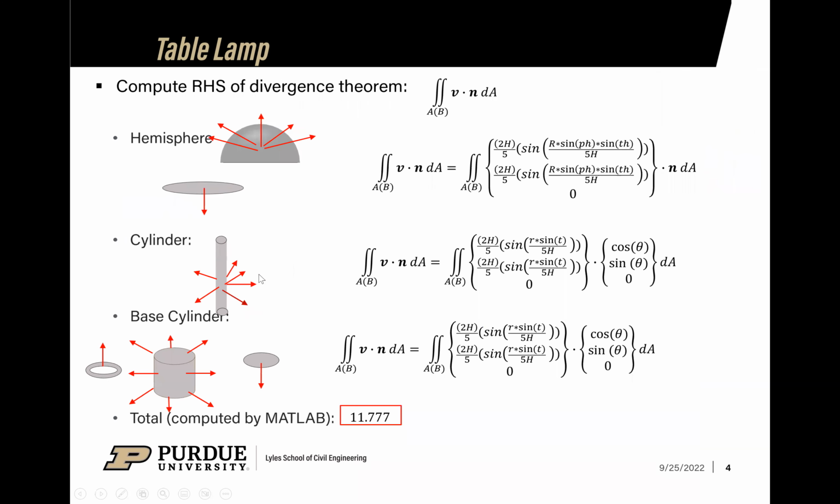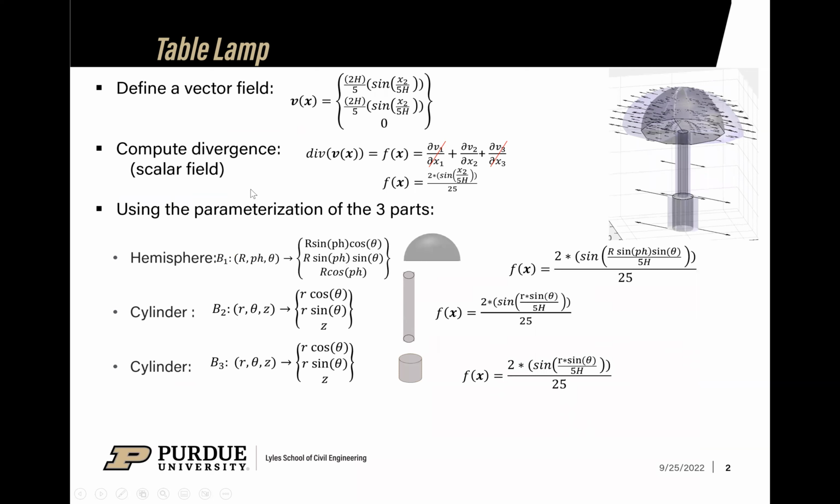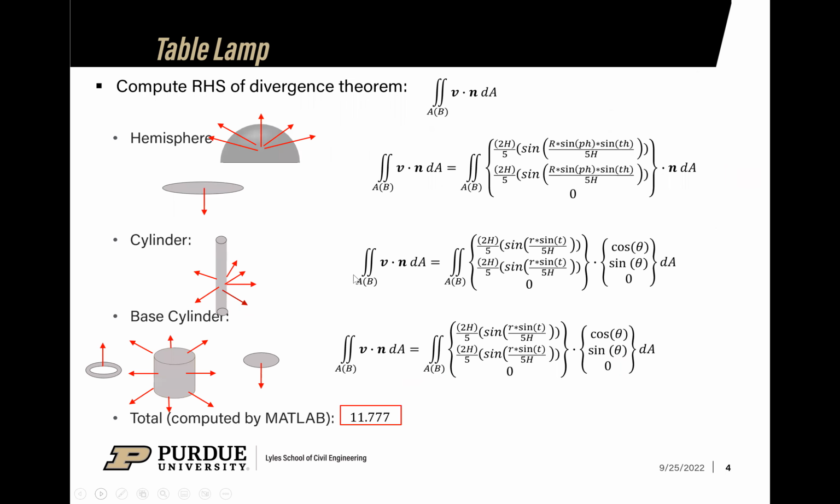Coming to the right hand side of the divergence theorem, which is basically what we need to do in MATLAB. I've substituted the appropriate values of x2 in the vector field, which is given in the first slide, that is this one. So x2 for the hemisphere is r sine phi sine theta. I've substituted the value of x2 for the hemisphere right here and multiplied it with the normal vector in MATLAB. I've done the similar thing for the cylinder and the base cylinder as well.